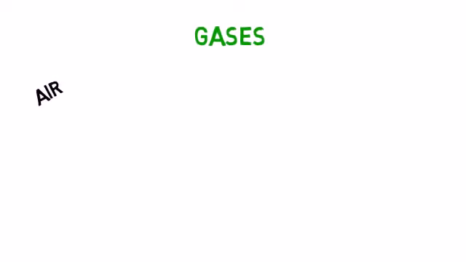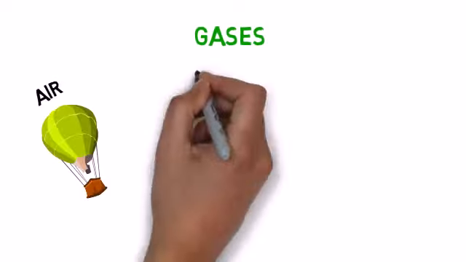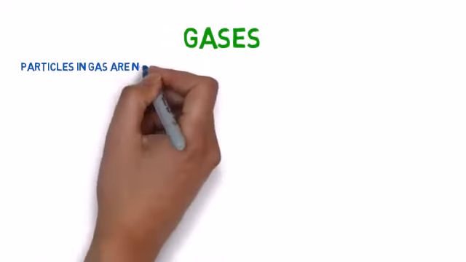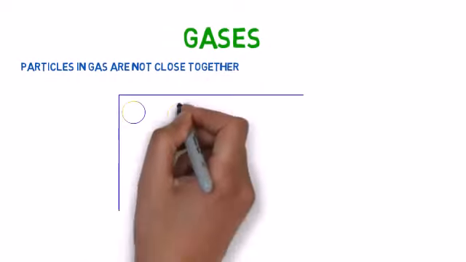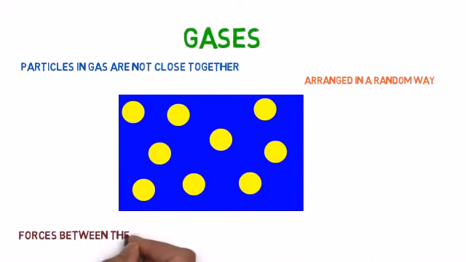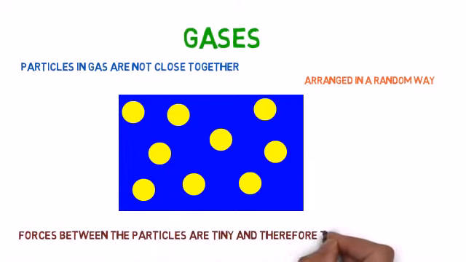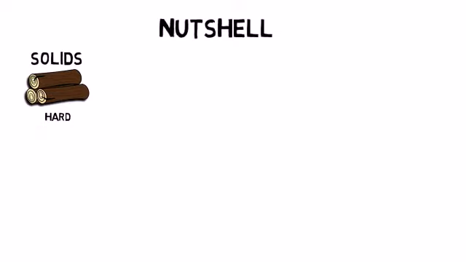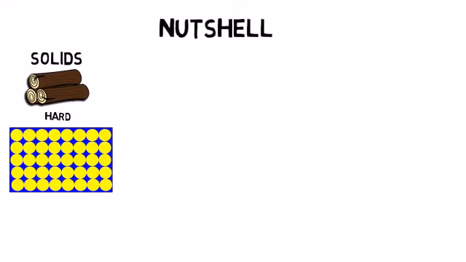Lastly, we'll talk about gases. Some examples of gases are air, oxygen and gases coming out of a car. The particles of gas are not close together. They're arranged in a random way and forces between the particles are tiny and therefore they can move freely wherever they want.